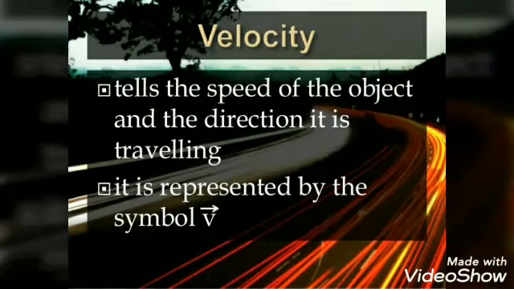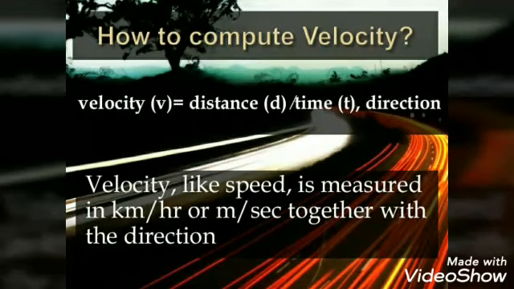Next one is velocity. It tells the speed of the object and the direction it is traveling. It is represented by the symbol vector v. How to compute velocity? Velocity is equal to distance by time with specified direction. Otherwise we can say velocity is equal to displacement by time. Velocity, like speed, is also measured in kilometer per hour or meter per second together with the direction. But the SI unit of velocity is meter per second only.